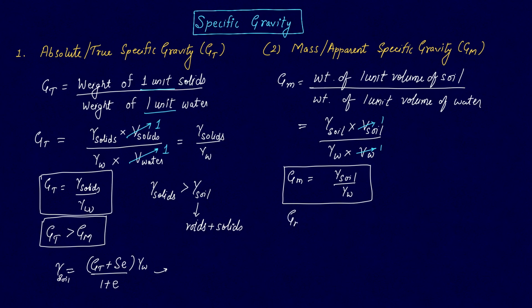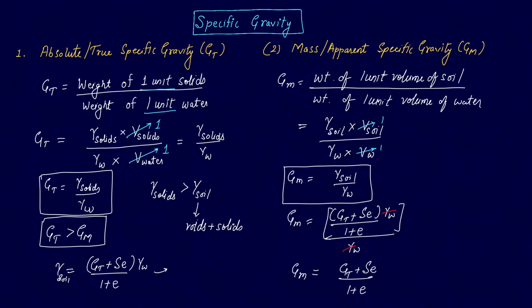So what will be the formula that you will get? GM is equal to GT plus S, where S is the degree of saturation, into the void ratio E, into gamma W upon 1 plus E. That is your numerator, divided by gamma W. If you solve here, this gamma W will get cancelled out with this gamma W. Finally you will get that GM is equal to GT plus SE upon 1 plus E. So the formula between GT and GM is very simple: GM is equal to GT plus SE divided by 1 plus E.